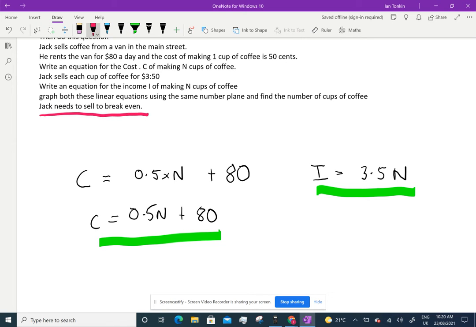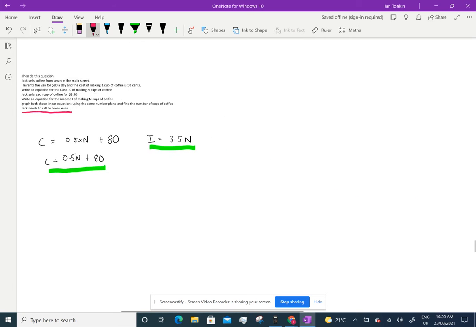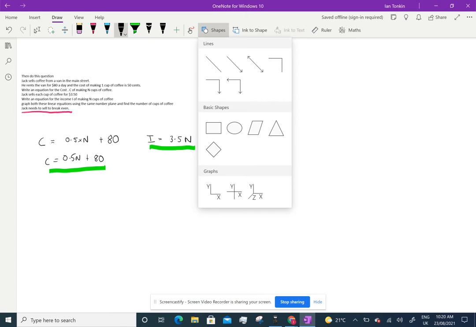That is such an important point. The break even point comes up a lot in standard maths, and I want you to be ready to do this next year. So if you have graph paper, I'd strongly recommend using graph paper. But here we go. So the first thing I need is an axis.